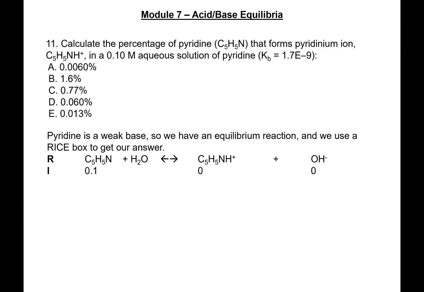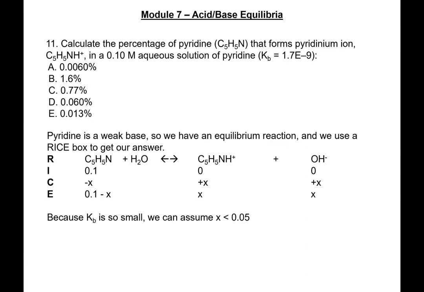We know that I have 0.1 to begin with. We know the change is minus X and plus X. So I have an equilibrium condition. And I can assume, because Kb is pretty small, I only have to assume X is less than 0.05, which would be so small that it would be insignificant compared to 0.1. So I'm pretty sure we can make this assumption. I solve, I get 1.3 times 10 to the minus fifth.